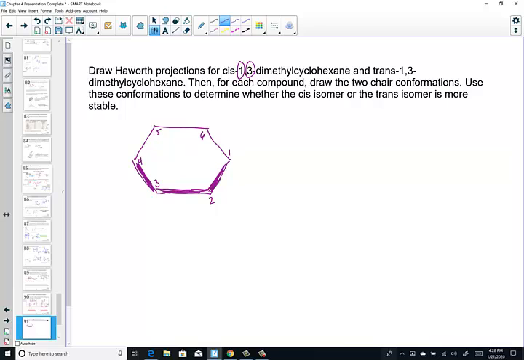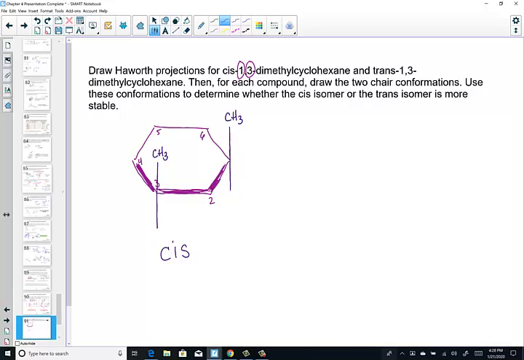So if this is position 1, here is position 3. Notice I'm just drawing a straight line up and down. To be a cis conformation, I would have both of them pointing up or both pointing down, just so that they're on the same side. This is the cis conformation.